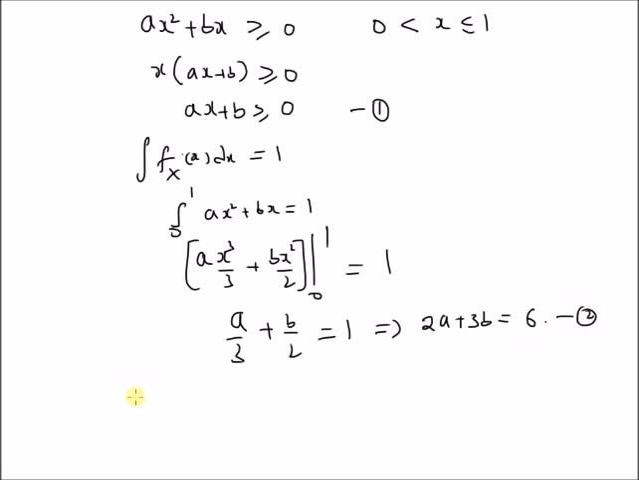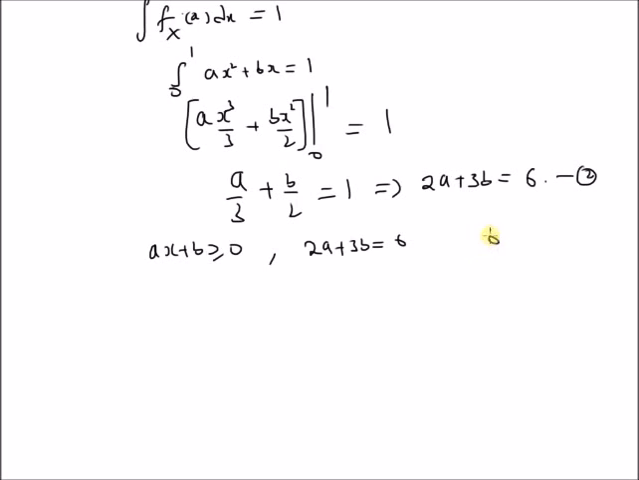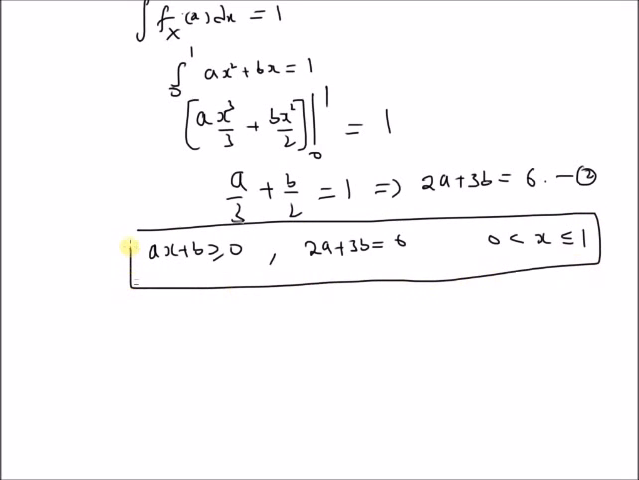So the necessary condition is ax plus b should be always non-negative, and the sufficient condition is 2a plus 3b should be equal to 6, for the values of x between 0 and 1. So these are the conditions for the function to be a valid PDF. Now we can further analyze these conditions since we know the interval for the value of x.